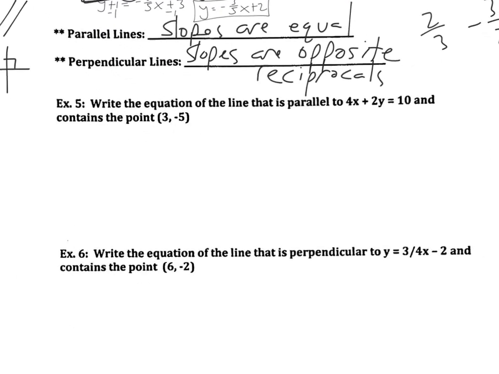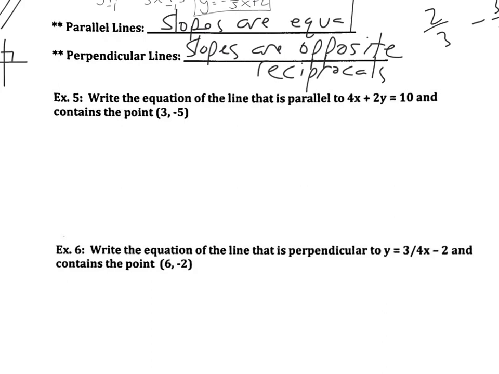So example 5 says, write the equation of a line that's parallel to the given line, parallel to this one, and contains the point 3, -5. Okay, so I want a line parallel to the one they give us, which means it would be useful to know the slope of the line they give us. So let's identify the slope first. We need to put it in slope-intercept form. So let's move 4x to the other side, and it's going to become negative. And then divide everything by 2. So the slope of the line they give us is -2.